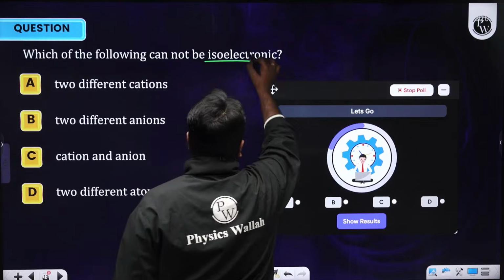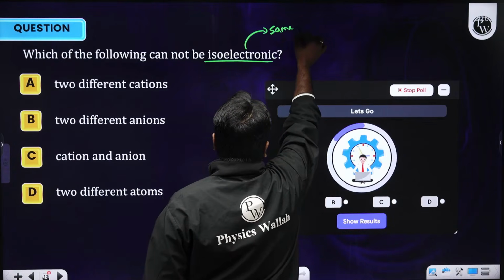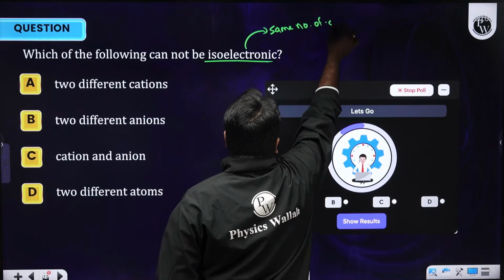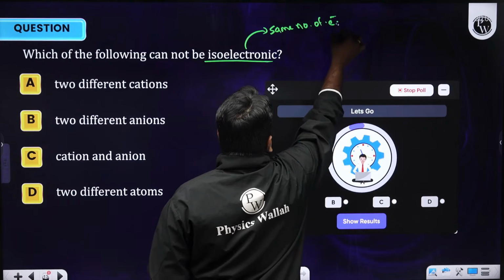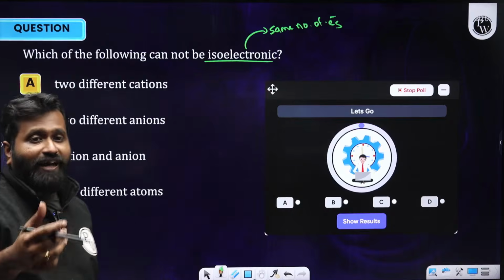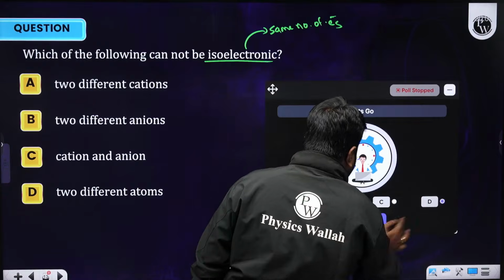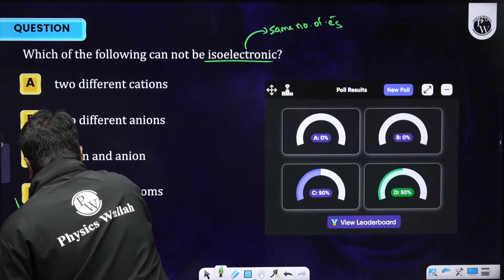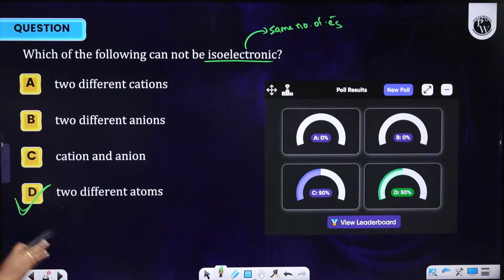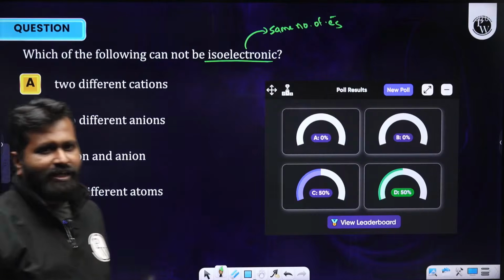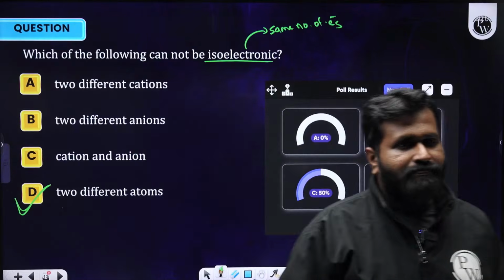Isoelectronic means same number of electrons. This concept is applicable only for what, my dear students? For ions. But here, what they are exactly doing? They are comparing atoms. Two different atoms cannot be isoelectronic. That is not at all possible.